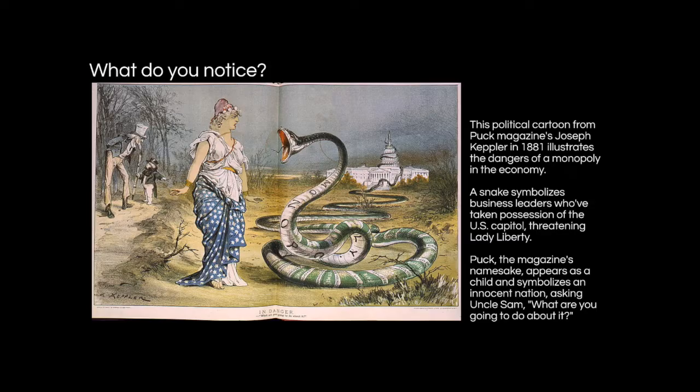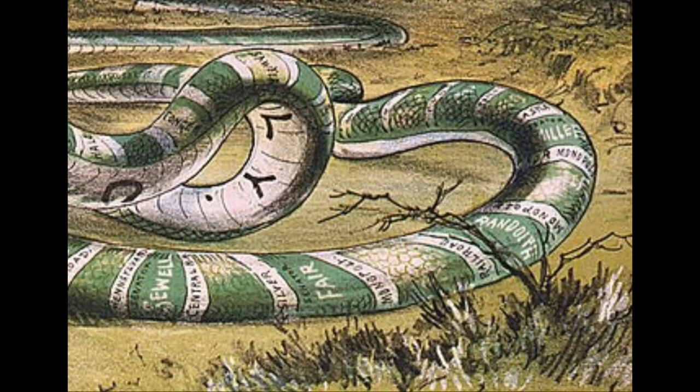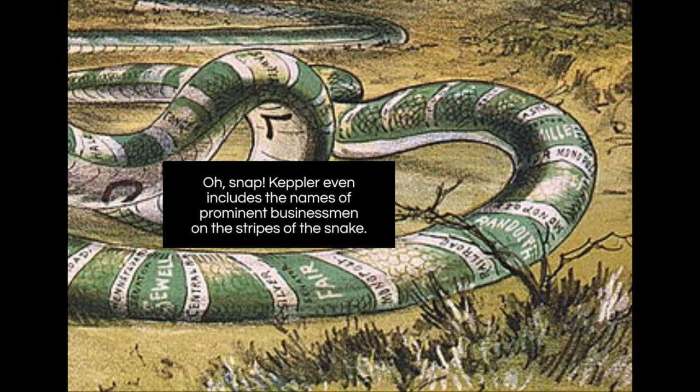When readers would see this, it was actually from an artist named Joseph Keppler, in 1881. He's talking about the dangers that business monopolies pose to the liberty and freedom that we wanted our country to be about. And so you can make that connection. I was like, oh snap. He actually names names in his cartoon on the stripes of the serpent. He puts the names of prominent businessmen who he's calling out as controlling monopolies of industry. So we want free, open competition in capitalism. We don't want one person owning all the means of production.